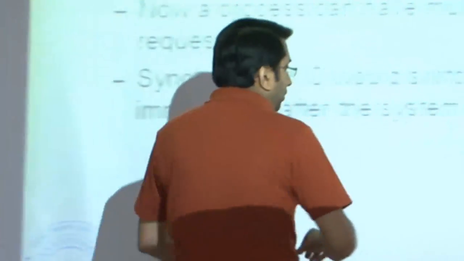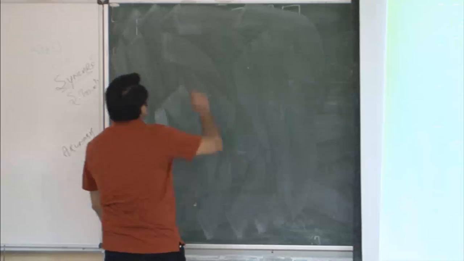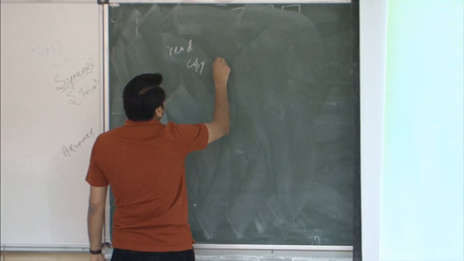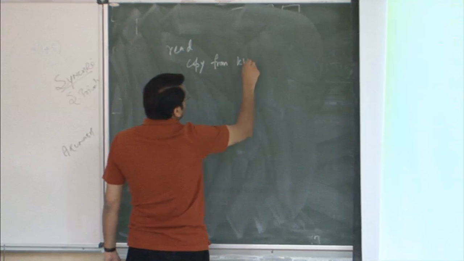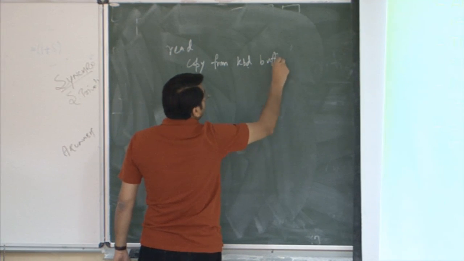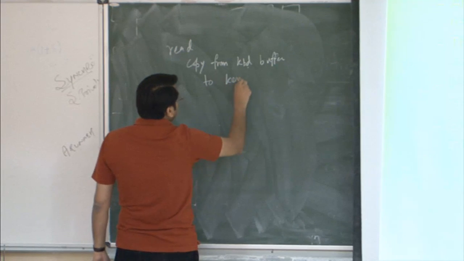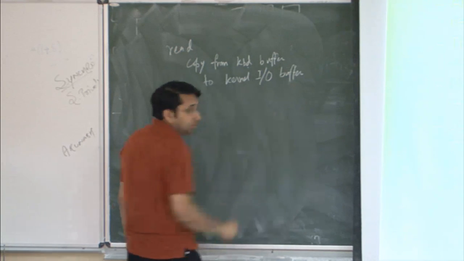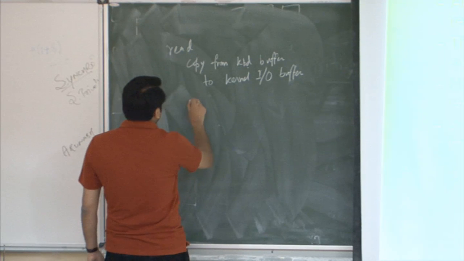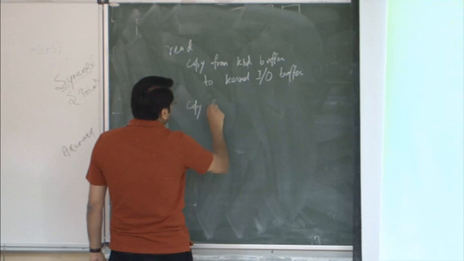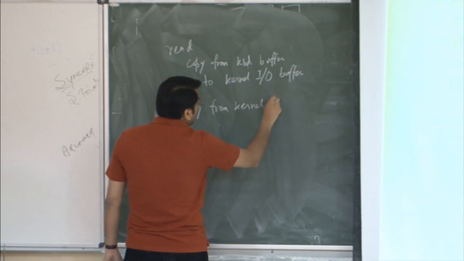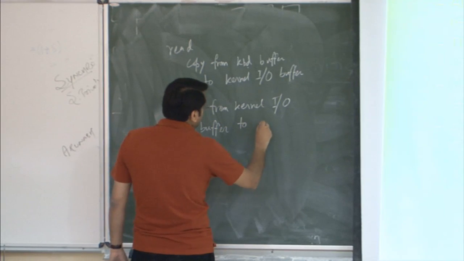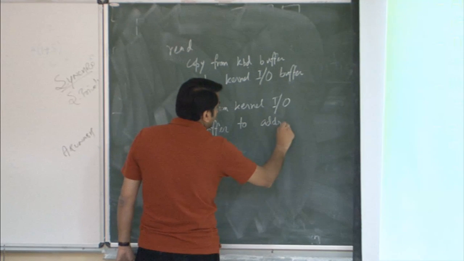So what I'm saying is that if you look at the sequence of things that will happen, there's a read system call, which will essentially copy from the keyboard buffer, whatever that is, to the kernel I/O buffer. Okay, alright. And then the next step is copy from the kernel I/O buffer to the address of X. But how is this asynchronous?